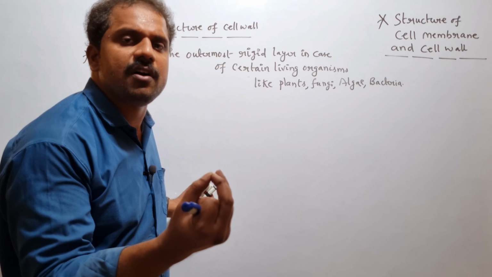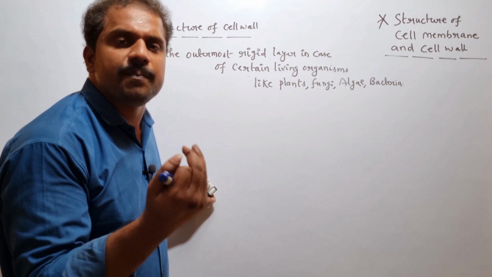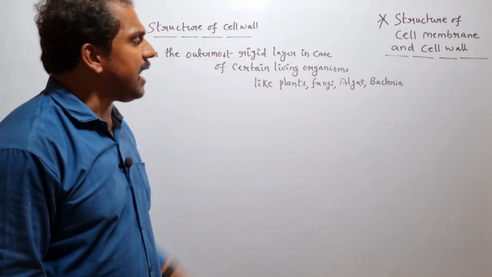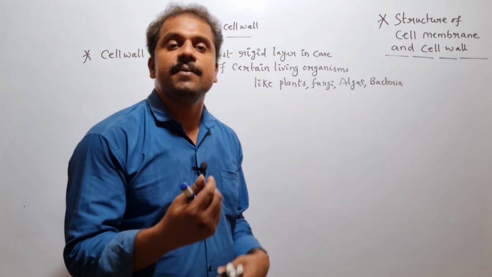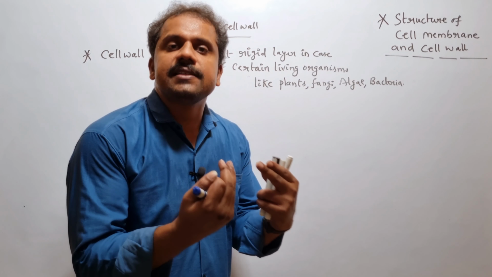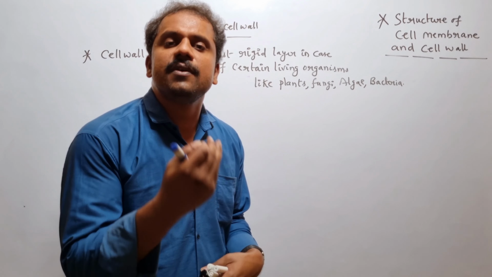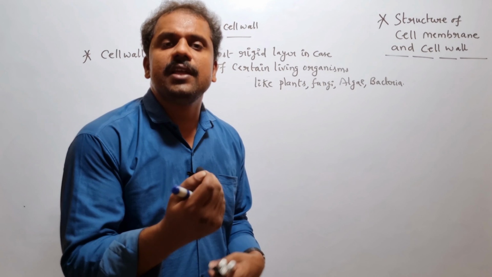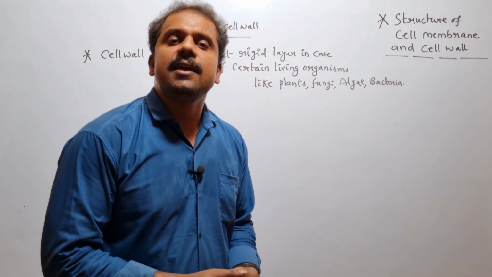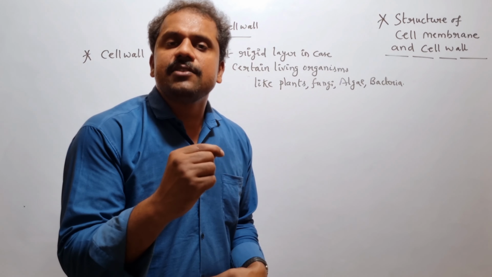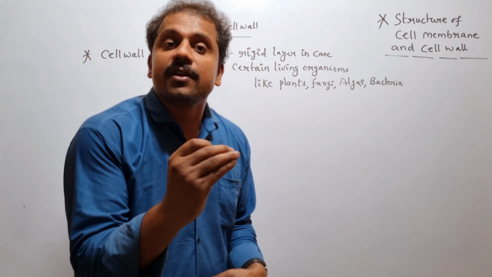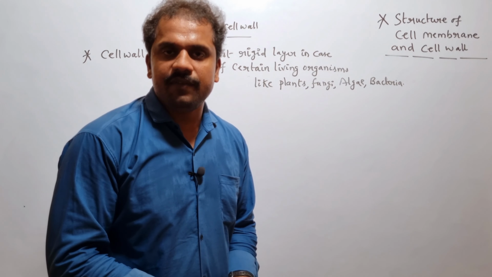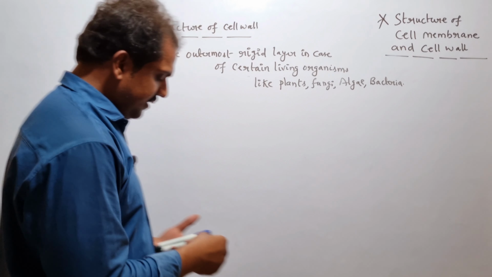Most living organisms like plants, bacteria, fungi, and algae acquire a particular shape because of the presence of the cell wall. The cell wall is responsible for providing a particular size and shape to the living organism. In addition, the cell wall is also responsible for protecting the living organism from external damage and from infections. Is it clear?